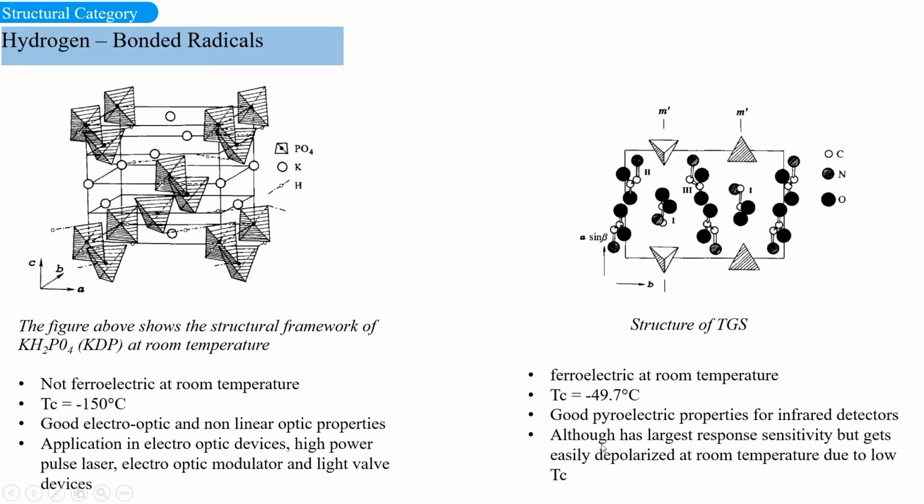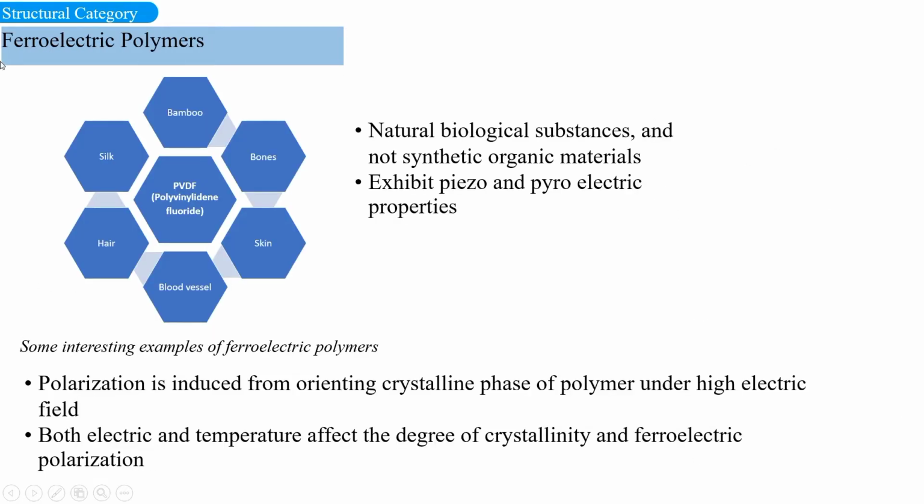As for TGS, although it has the largest response sensitivity, it gets easily depolarized at room temperature due to its low Curie temperature. Next, we have ferroelectric polymers. As the name suggests, polymers have long chains of carbon atoms. They occur very naturally and are not only synthetic organic materials. Usually they are bamboo, bone, skin, blood vessel, hair, and silk, as well as PVDF.